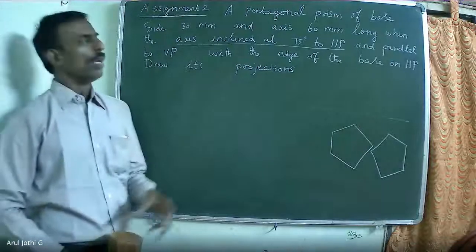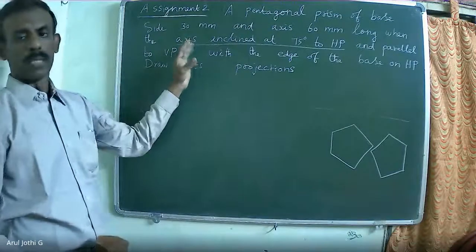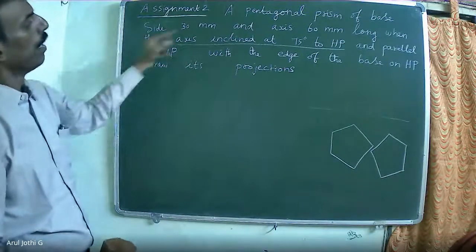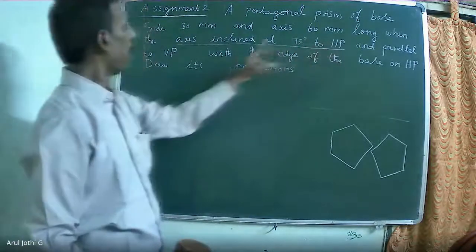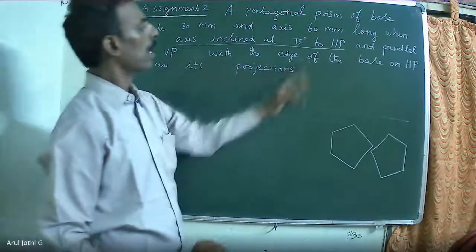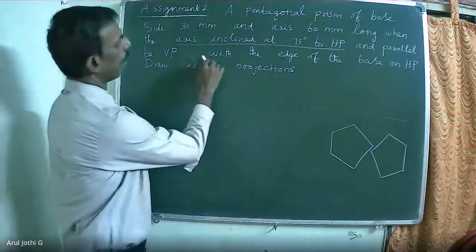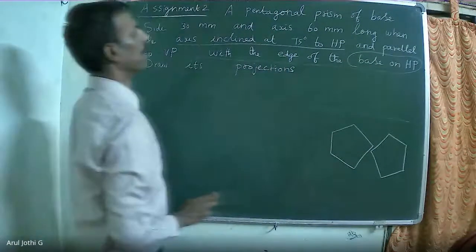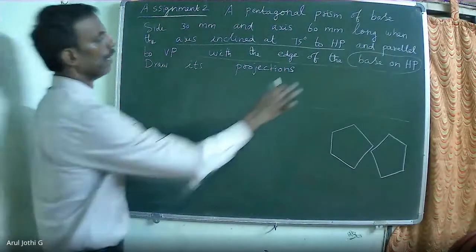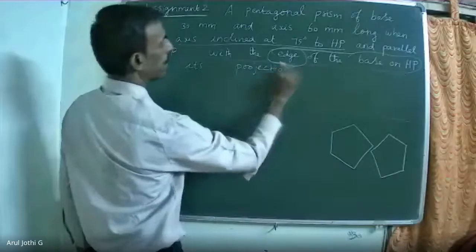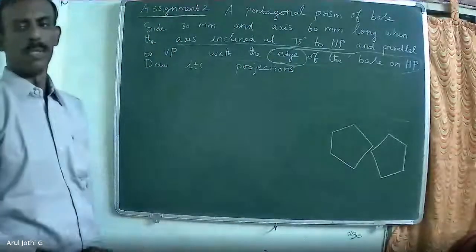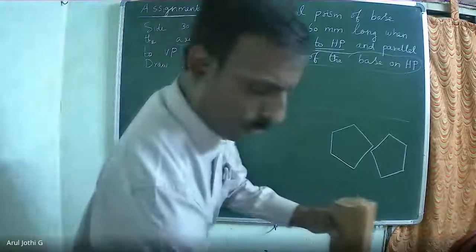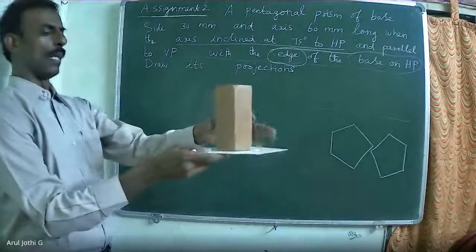Now, which part of the prism is resting on the ground plane or HP? You read the problem and decide. The problem says parallel to VP with the edge of the base on HP. The edge of the base is resting on HP. Now we are having one pentagonal base side like this.